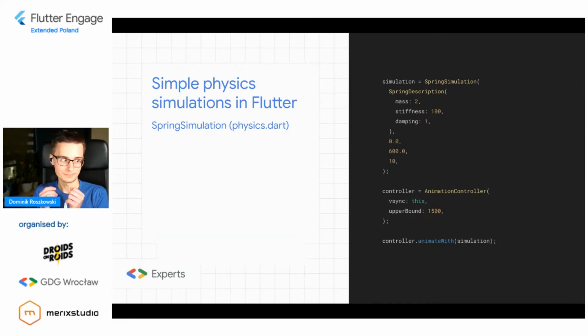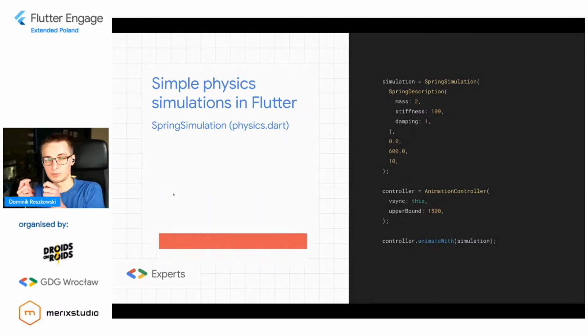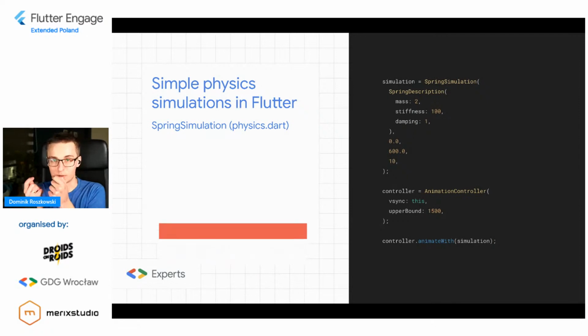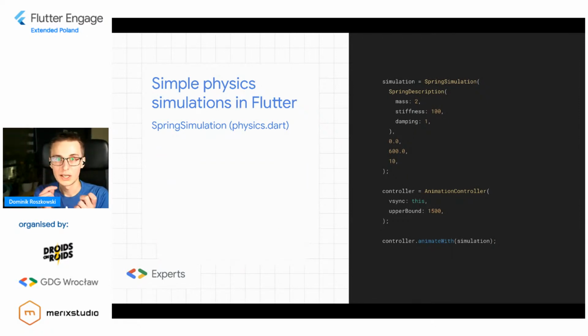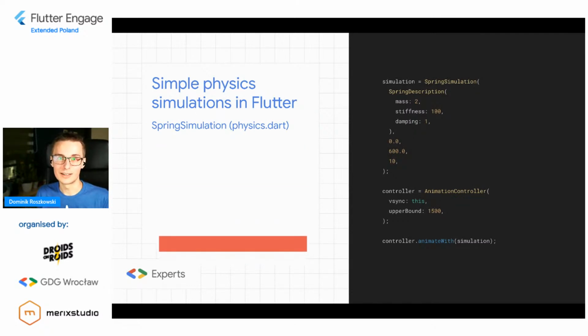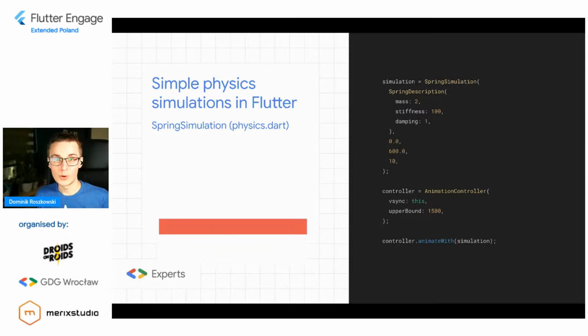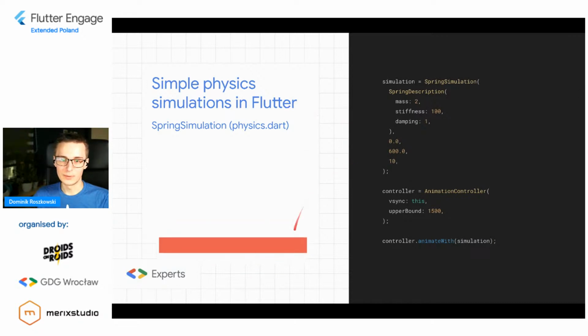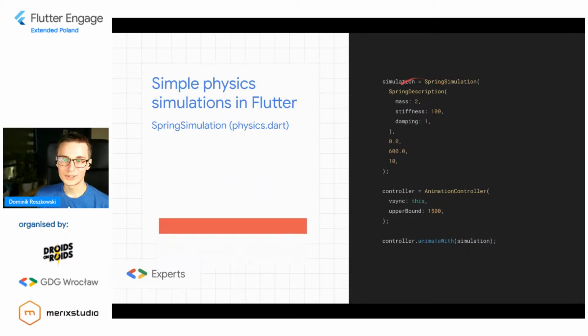So you don't have to actually calculate the curves with which the element needs to vibrate. You can make a physical simulation inside of your application, and that will make this button vibrate more naturally than you would ever come up with using any sort of curve. So here you can see a very simple case. What I do here is that I just move this element from position 0 to 600 with some initial velocity 10. And then I'm using my animation controller to animate this simulation.